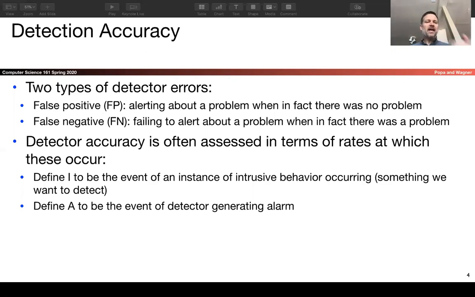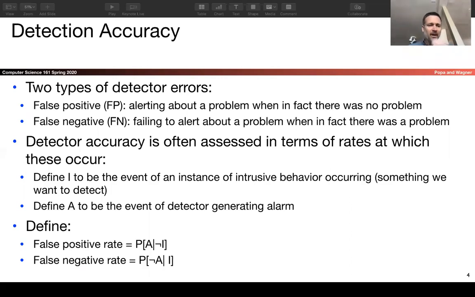Let A be the event that the detector generates an alarm, which could happen because I'm under attack or just because of a false positive. Then the false positive rate is defined to be the probability of getting an alert given that there is no intrusion happening. In other words, out of all the time periods when there's no intrusion happening, what fraction of them trigger an alert? And the false negative rate is defined to be the probability that there's no alert given that an intrusion has happened. In other words, of all the time periods where an intrusion is happening, what fraction of them fail to generate an alert? So this gives you some idea of how common it is for these two kinds of errors to occur.